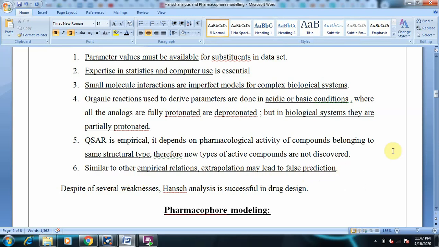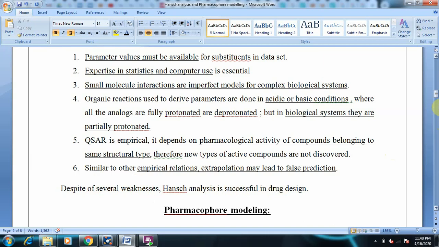So it has some advantages, limitations and weaknesses, but yet it is applicable. Despite several weaknesses, Hansch analysis is successful in drug design. Not all the time, but sometimes it is successful. So this is all about Hansch analysis, which tries to correlate the biological activity with physico-chemical parameters.